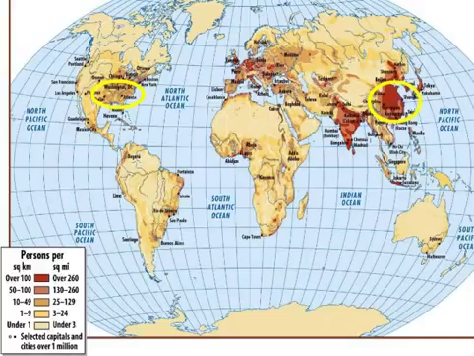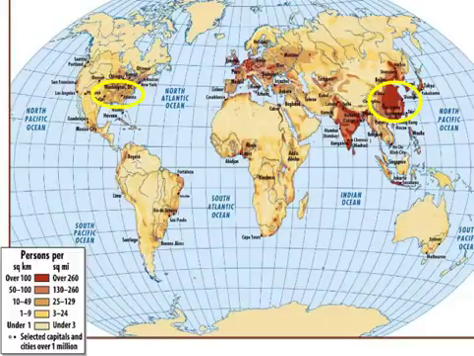Here we have a population density map, and so we see the two circles showcasing areas that have a humid subtropical climate region, and you'll note that especially in coastal China, you're going to find a good amount of their population lives in that humid subtropical climate.